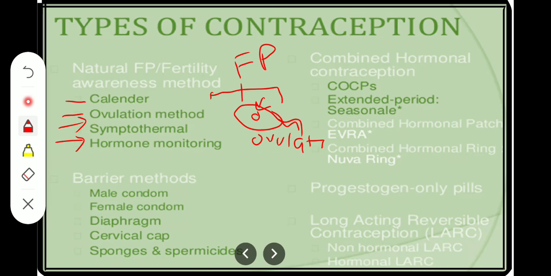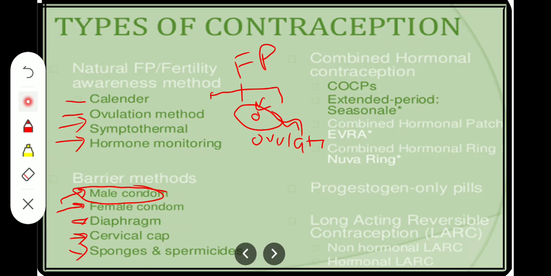We have barrier methods, and barrier methods are not confined to the male condom, which is very common. There are female condoms as well, diaphragms, cervical caps, sponges and spermicides, but the commonly used method is the male condom. As far as other methods are concerned, usually the patient has to go to the gynecologist to use those methods, so those are not very suitable for her.